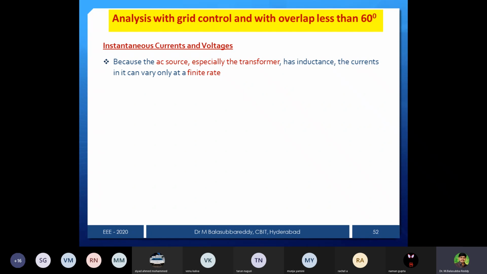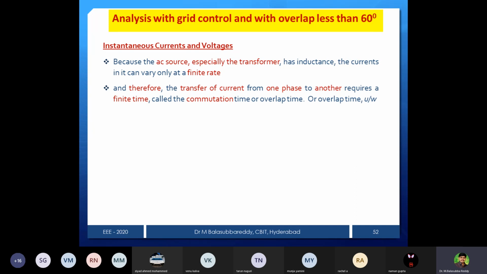Like that, if any negative group devices also want to change, let it be 2 to 4, or 4 to 6, or 6 to 2 again, whatever we want to transfer, we require some time duration. Then current from one phase to the other phase requires some time. That time I call the commutation time or overlap time. That overlap omega t is equal to u. Therefore, time is equal to u by omega.